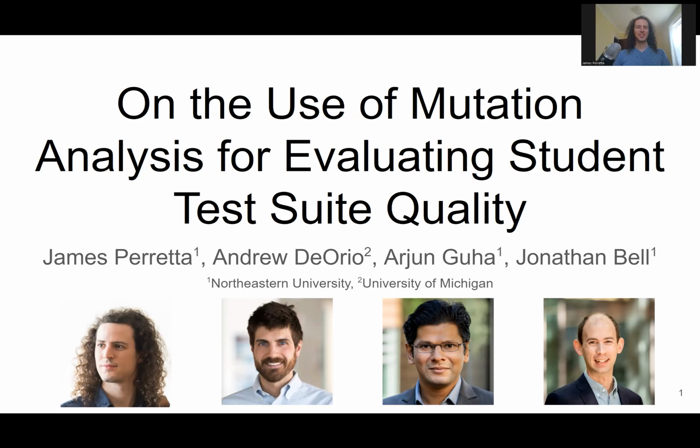Hello, everyone. I'm James Peretta, and my collaborators on this project are Andrew Diorio at the University of Michigan and Arjun Guha and Jonathan Bell at Northeastern University. Our paper examines the use of mutation analysis for evaluating student test suite quality.